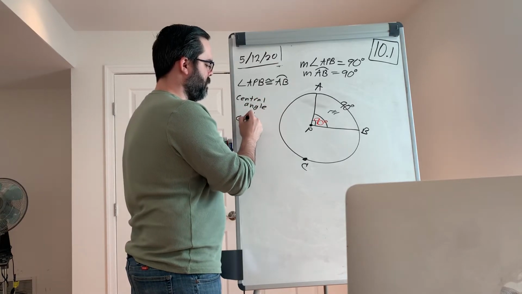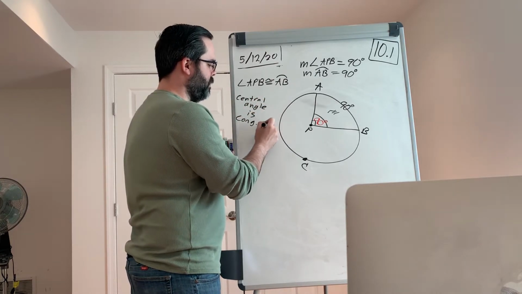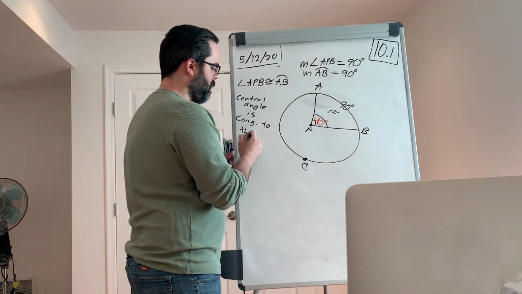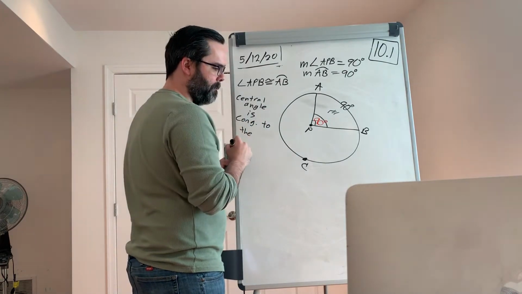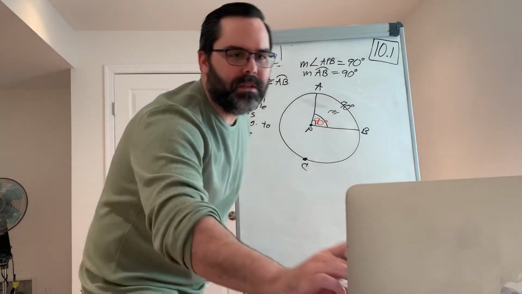That's the first thing that we need to learn today, that a central angle is congruent to the, what is the word? Something with an I. Hold on, let me look it up. Where are you? Intercepted.